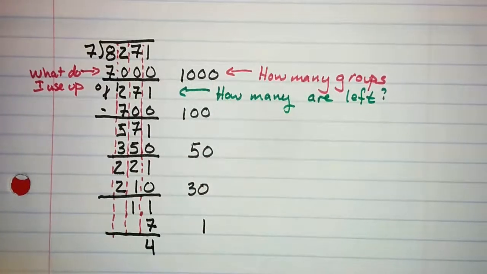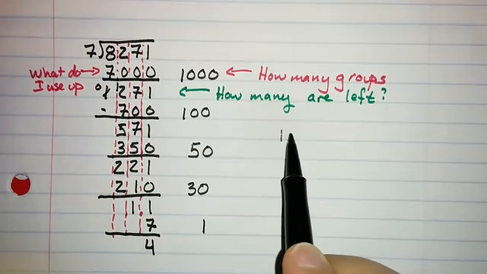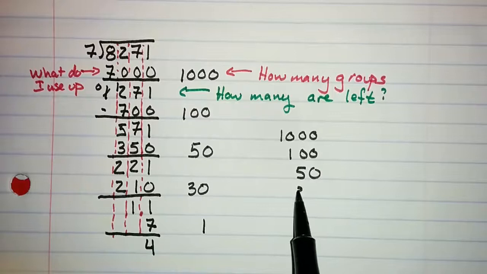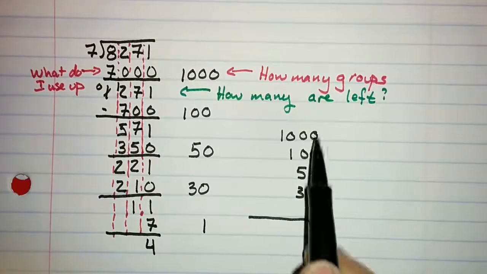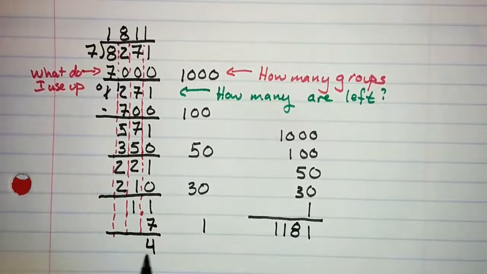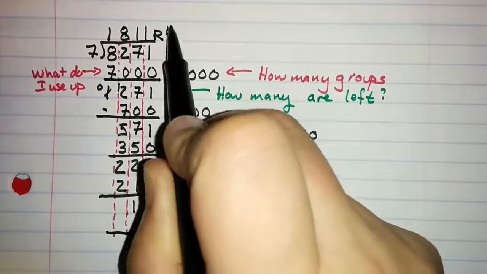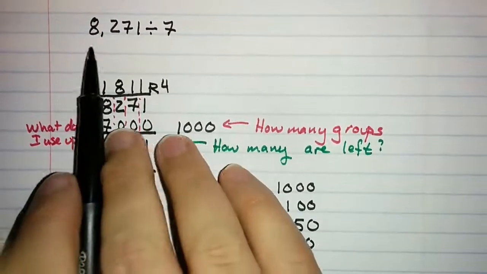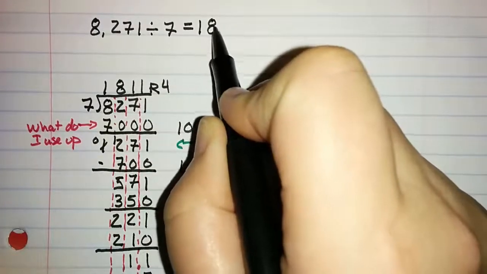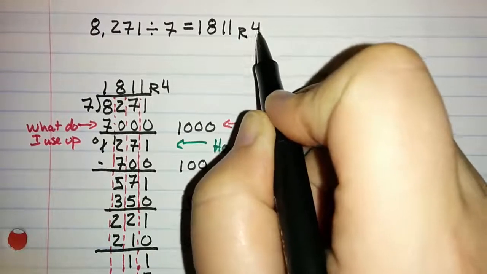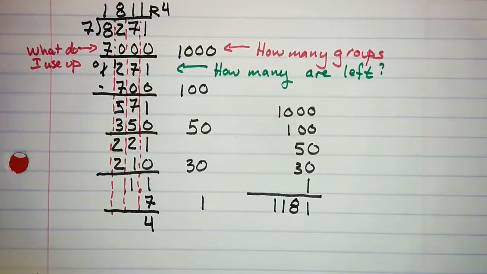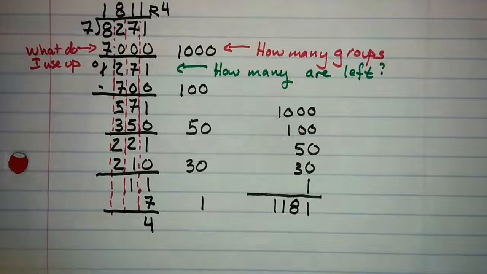To figure out then what the quotient is, I just add these up. 1,000 plus 100 plus 50 plus 30 plus 1. 1, 8, 1, 1. And what was left over was 4. I get 8,271 divided by 7 is 1,811 with 4 things left over. So notice what I did here. I just took wild guesses at how many groups I was going to get.